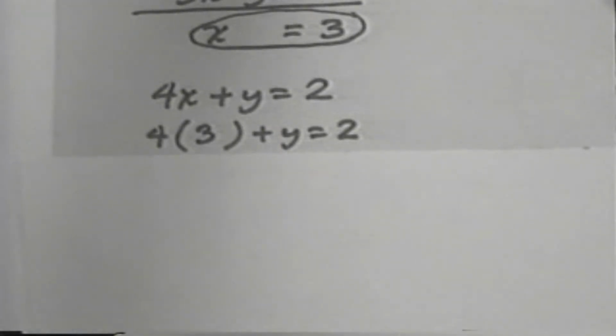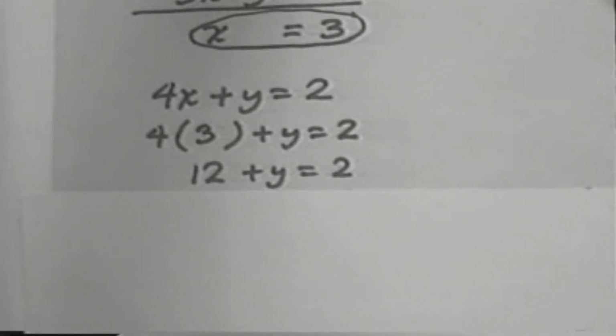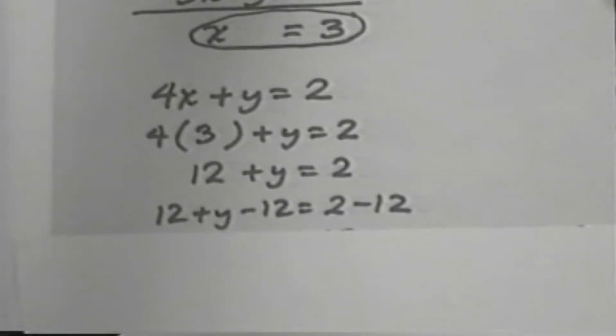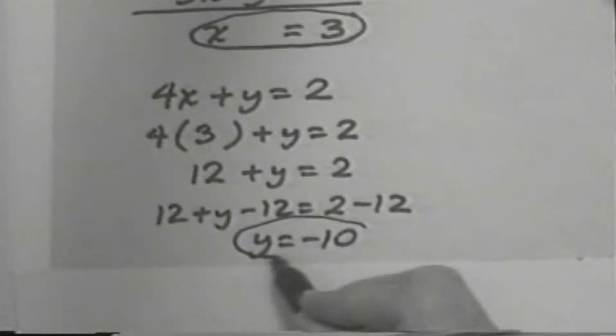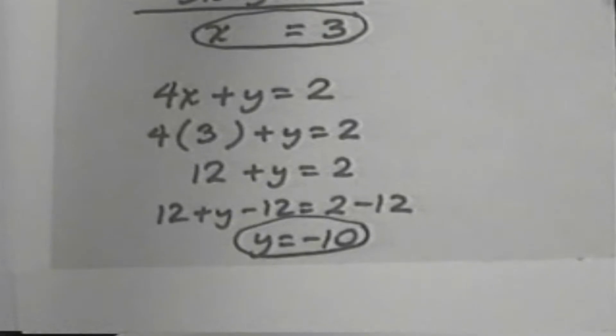4 times 3 is 12, so we get 12 plus y is 2. Then we subtract 12 from both sides, or add negative 12. 12 plus y subtract 12 equals 2 subtract 12. On the left, the 12's cancel. On the right, we get 2 subtract 12, which is negative 10. And so our y value is negative 10.